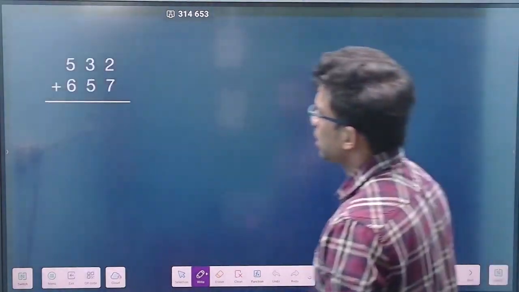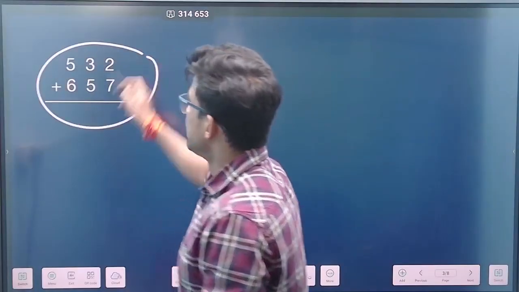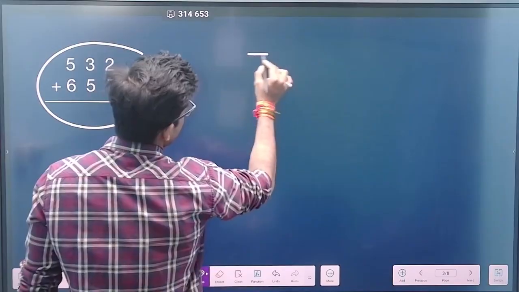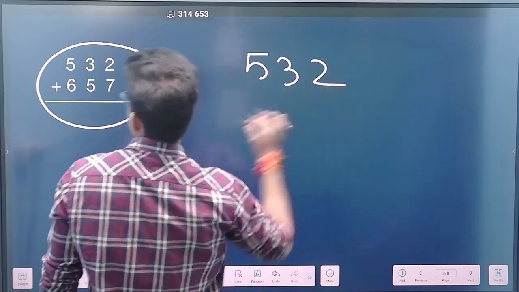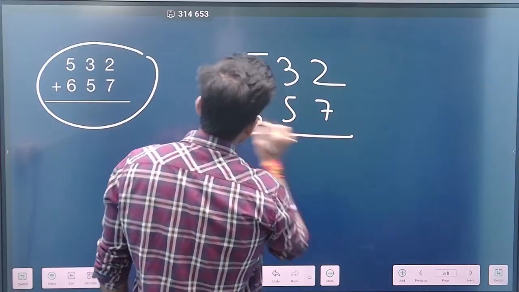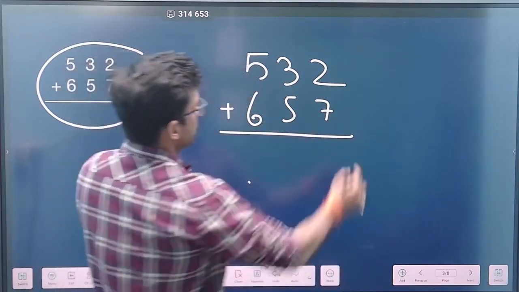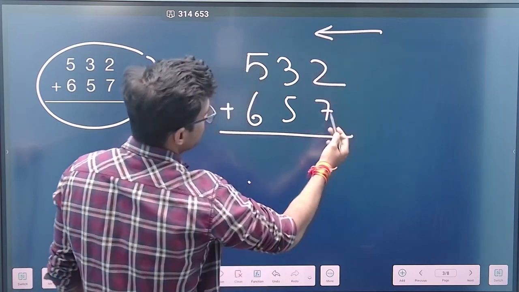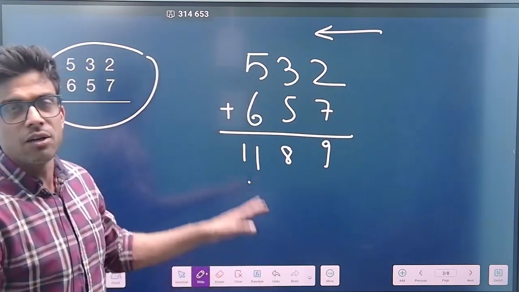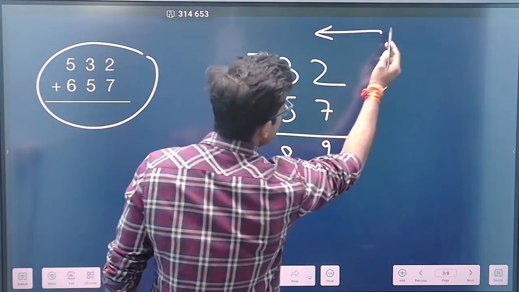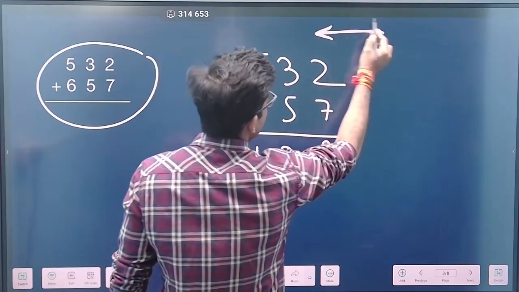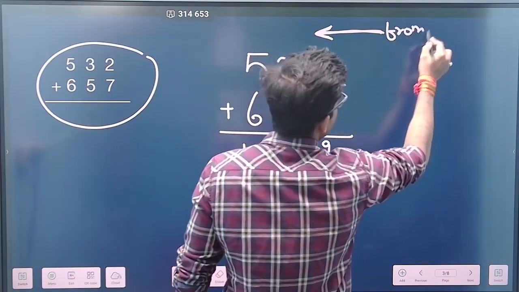So basically, guys, generally what we do, see, suppose we take the numbers 532 and 657. We normally add these numbers from this end, correct? We add from this end, which is 9, 8 and 11, correct? This is the normal method which we used to do. We add from this side, or you can say from right to left. You can write down from right to left.